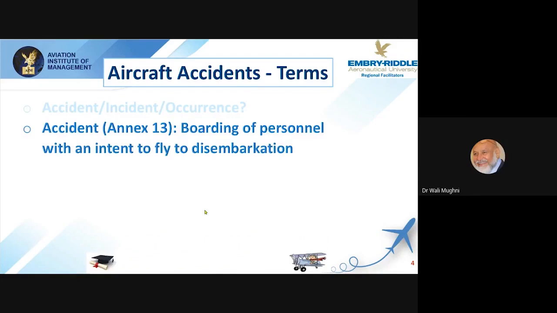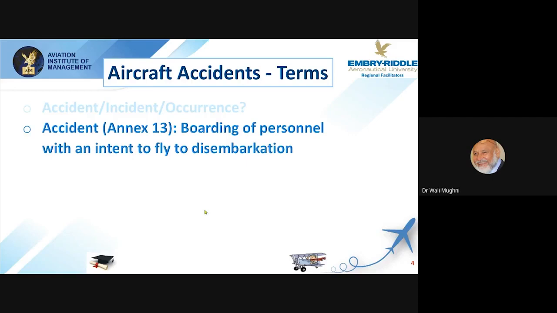All right. So Annex 13 of ICAO talks about how to investigate and things like that. And an important thing is that if an aircraft is on the ground and there's nobody there, and for whatever reason, maybe a short circuit or something, it gets burnt, that would not be categorized as an accident. That will be an occurrence. This is something that not many people are aware of.